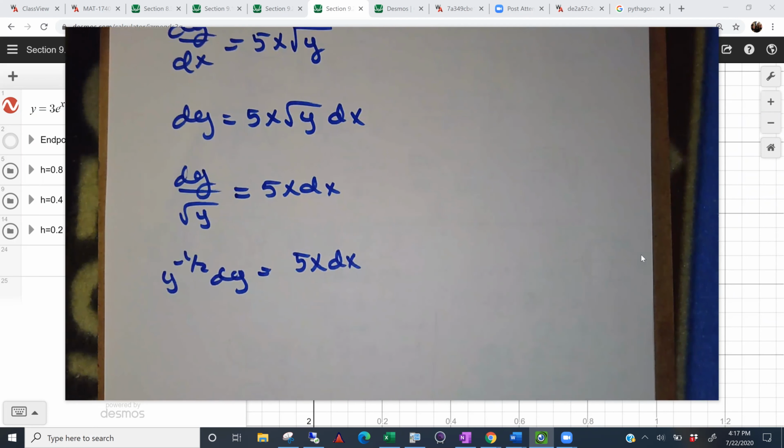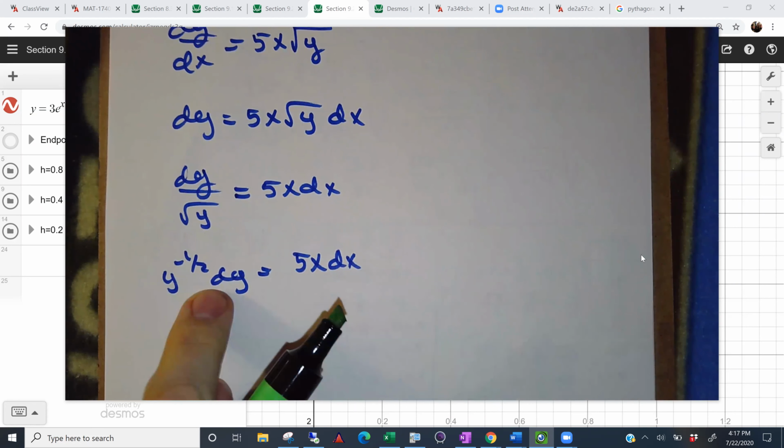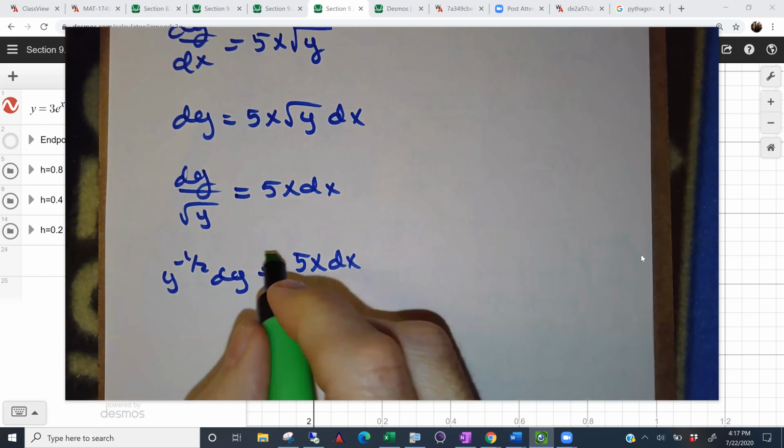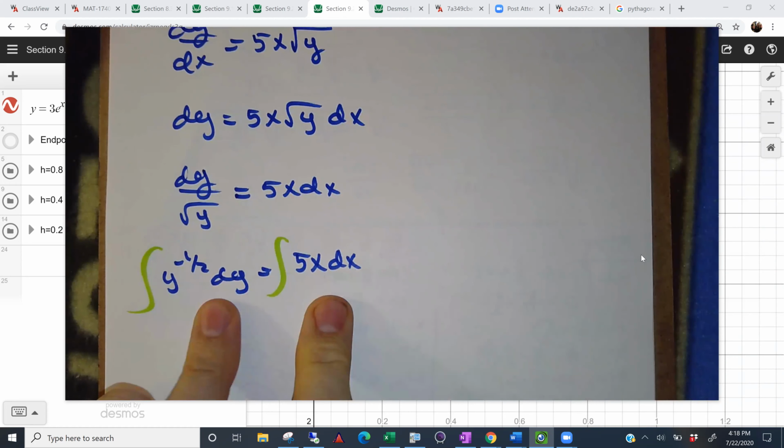The good news here is that I've got the y's by themselves and the x's by themselves. So I can integrate both sides. It's nice that we have this notation that comes from Leibniz. So we have the dy and the dx that are our nice differentials, and we're all set up for our integrals.